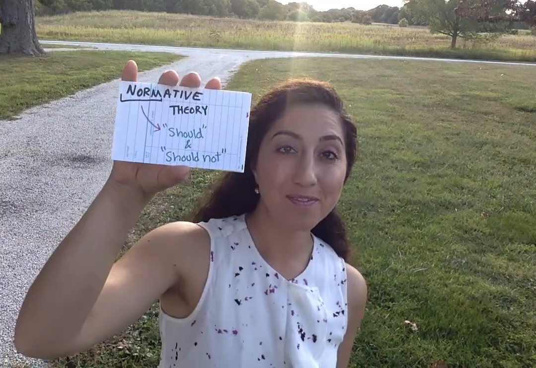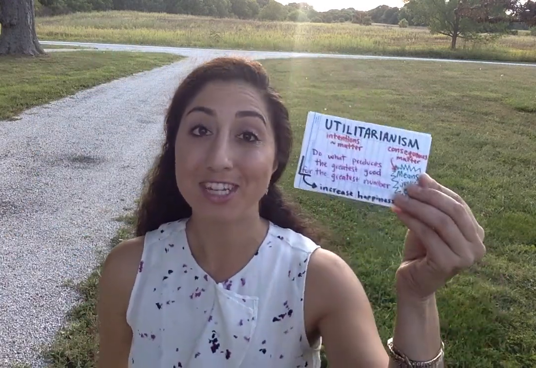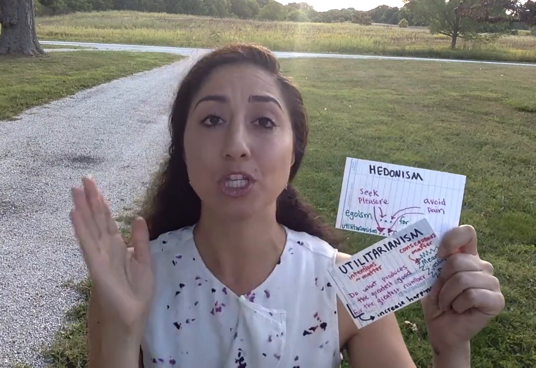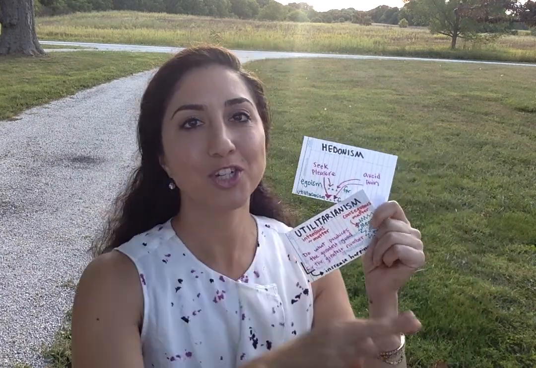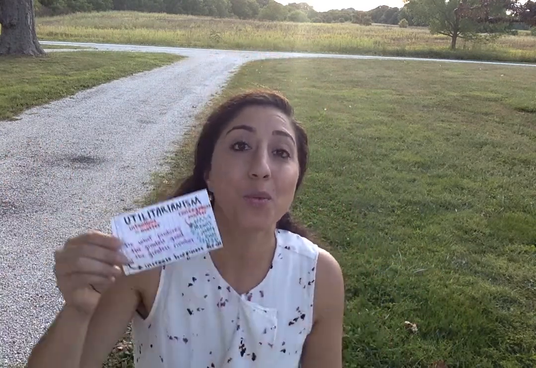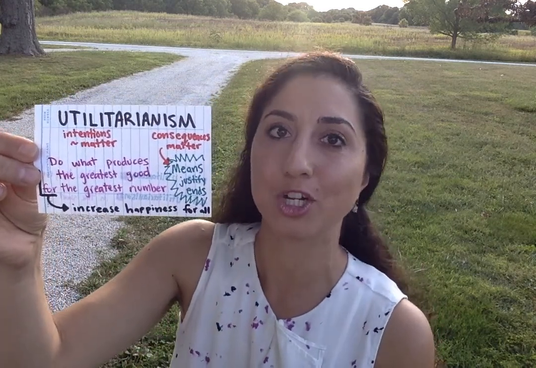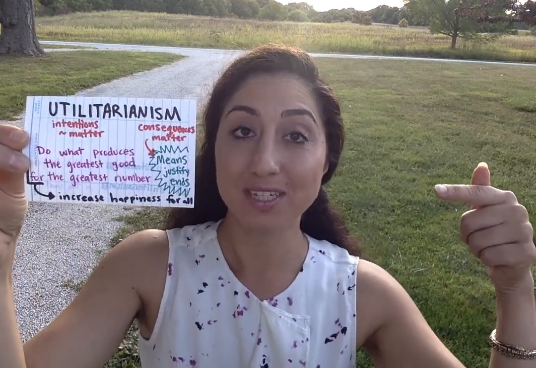Among the normative theories that tell you what you should and should not do, we have utilitarianism, which is hedonistic because it's telling you what you should do is seek pleasure, avoid pain for not only yourself, but everyone that you're counting. And whatever you do is justified so long as the consequences are good. The ends justify the means.